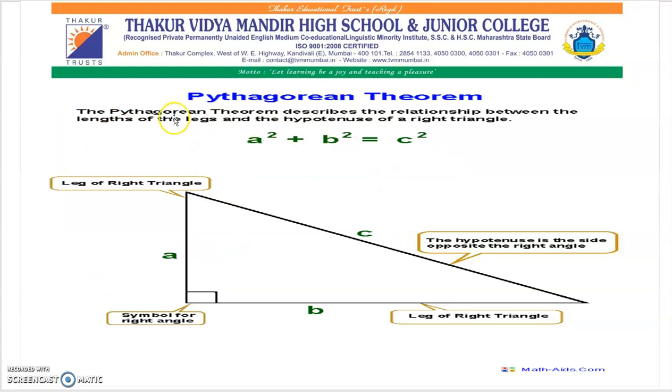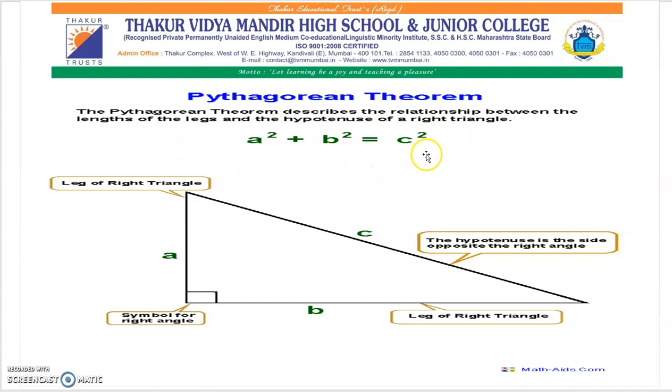You can see in this figure, the Pythagoras theorem describes the relationship between the length of the legs, means sides, and the hypotenuse of a right angle triangle. If one angle is 90 degree, the triangle is called right angle. Leg means what? Side. This is the symbol for 90 degree. This is the leg of right angle triangle. This is called base. This is the longest side of the triangle. It is called hypotenuse. So they tell that relation between the length of the legs and the hypotenuse.